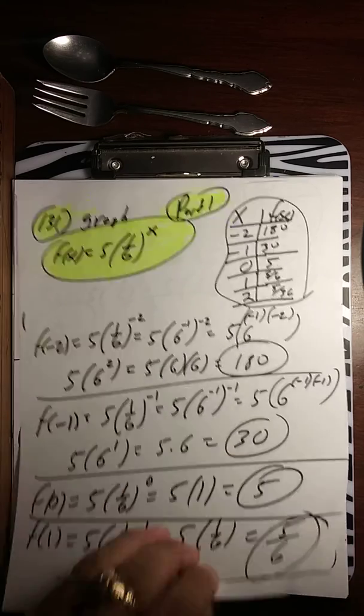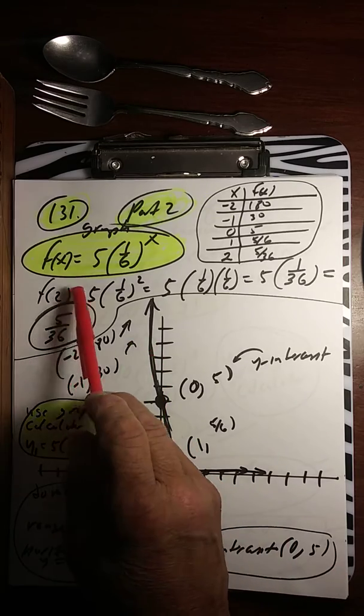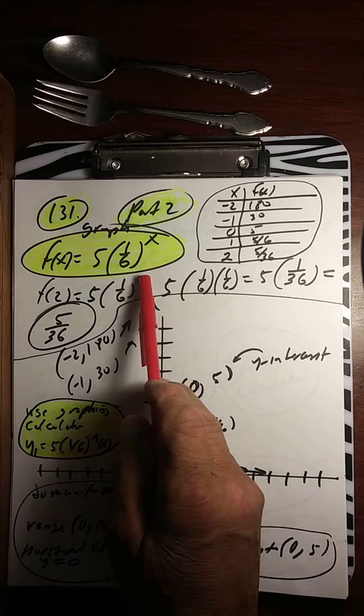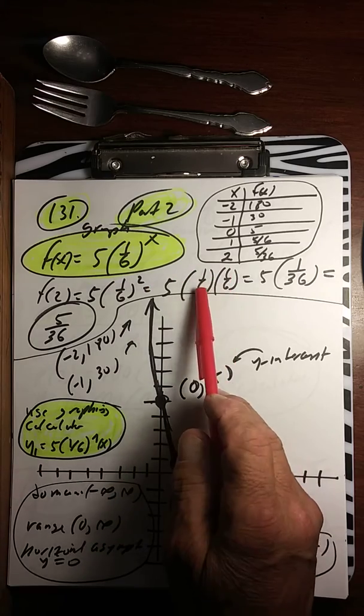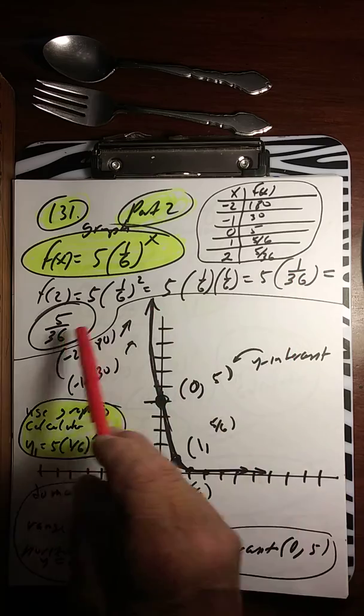And on the next page, 6 to the 2 is going to be 1 over 6 to the second. 1 over 6, 1 over 6. 1 times 1 is 1. 6 times 6 is 36. So it's going to be 5 over 36.